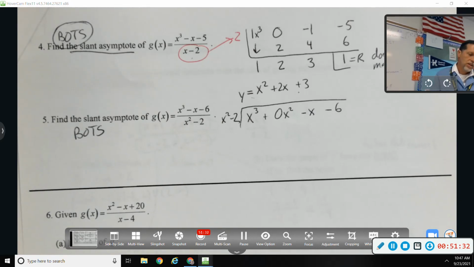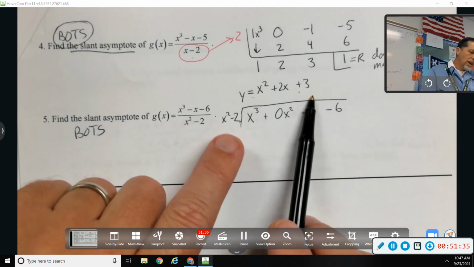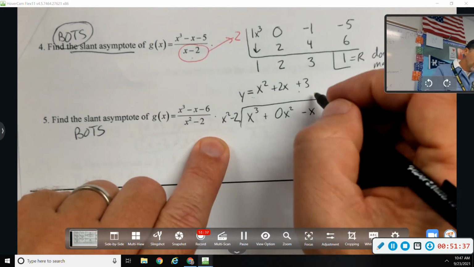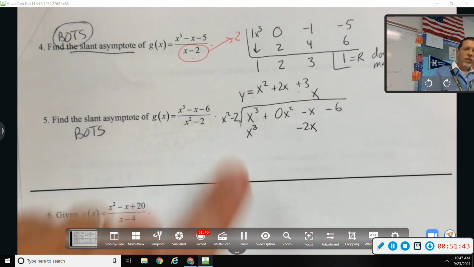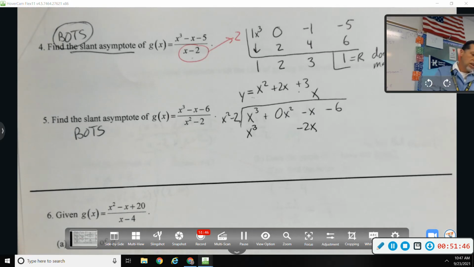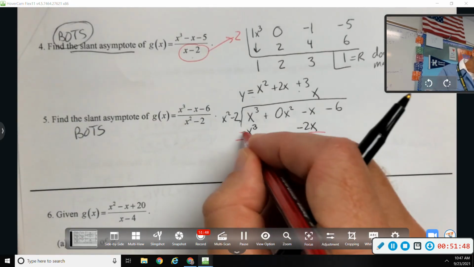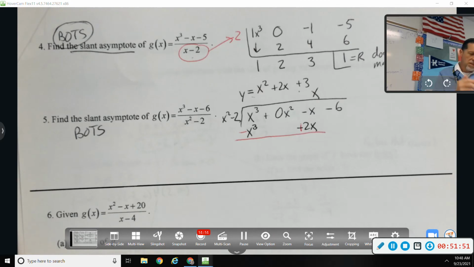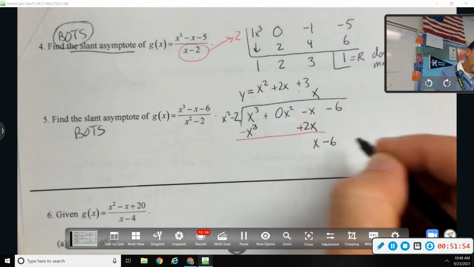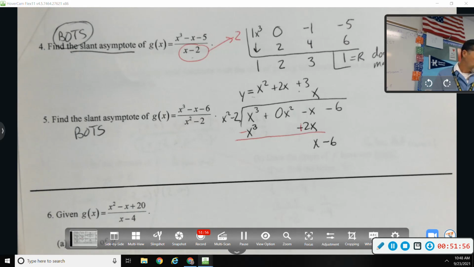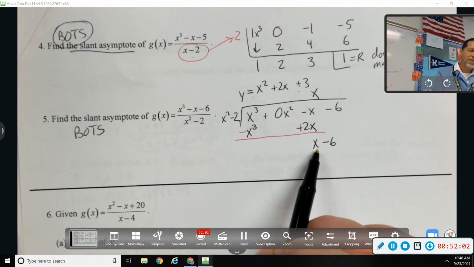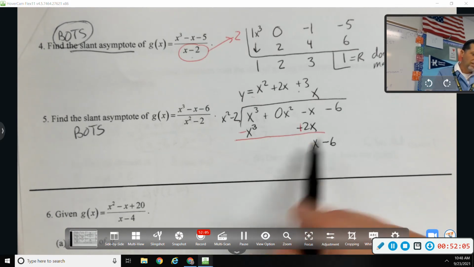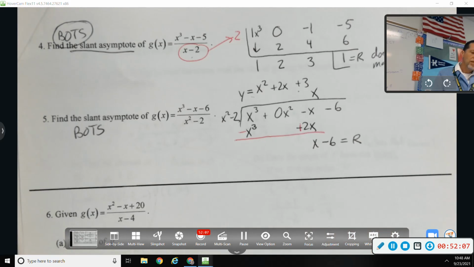So what times x squared gets me to x cubed? And then we multiply it back, so x cubed minus 2x. Make sure you keep everything nice and neat in the columns. And then we subtract all of that, so we change the signs. x minus 6. What times x squared would get me to x? Yeah, this is the remainder. And we don't care about the remainder. So it's just y equals x is our slant asymptote.